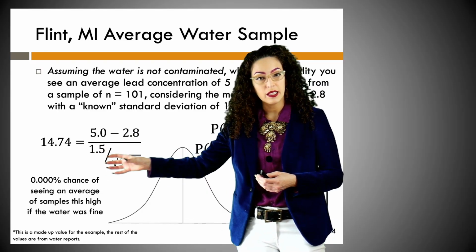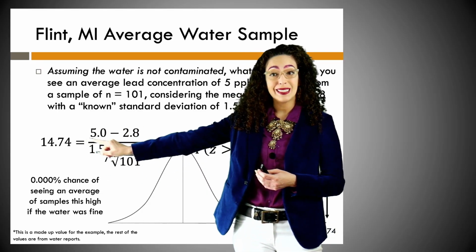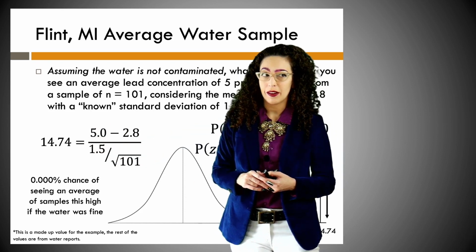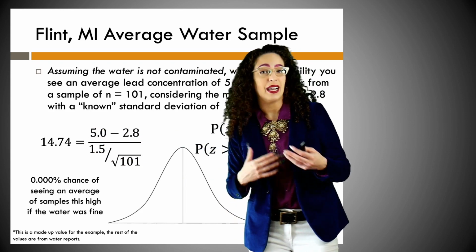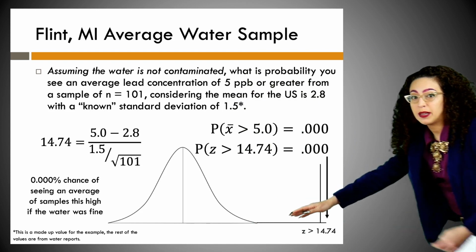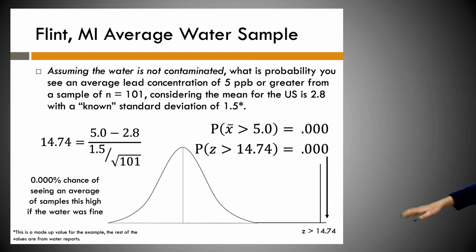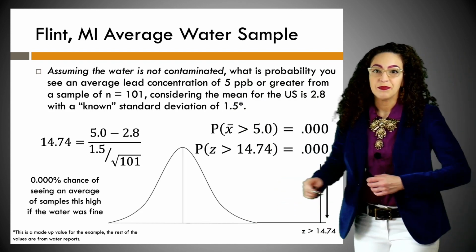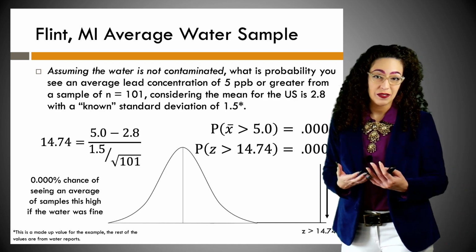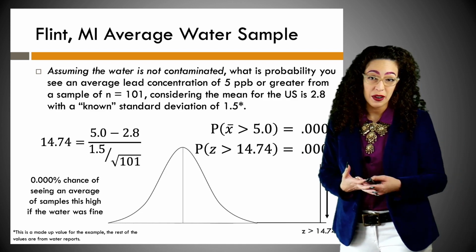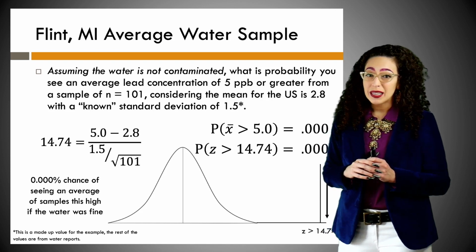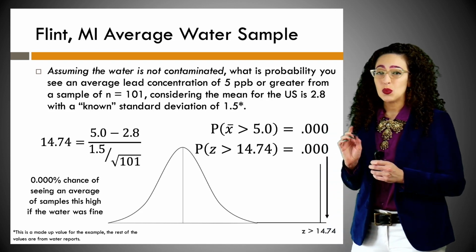Because this whole thing is our standard error, we end up with a Z-score of 14.74. Now I believe your Z tables stop at 4, and you can kind of guess that the probability is going to be incredibly low. It's probably more like out here somewhere, but I ran out of PowerPoint. So the probability of an entire mean being higher than 5 parts per billion with a sample of 101, when you know that the national average is 2.8, the possibility of that happening is really small.